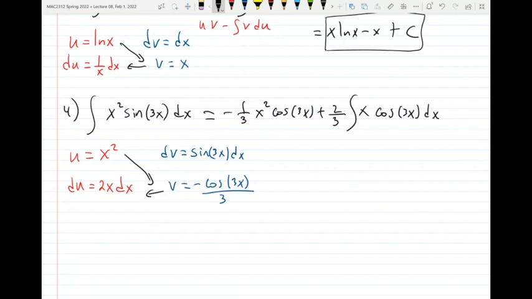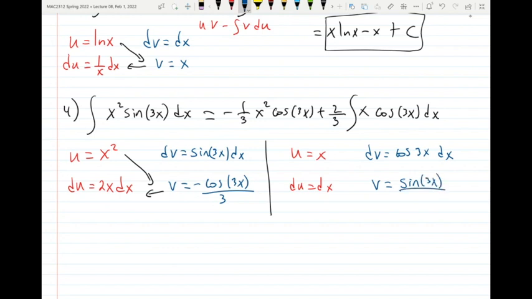Yes? Okay. So notice that the integral that we get now, we are not done, but it's simpler than the original one. Because sine and cosine, same complexity, but instead of x squared, now we have an x. So what do we do? We do by parts again. So one more time, u equals x, du is dx, dv is cosine of 3x dx. What is v? Sine of 3x over 3.